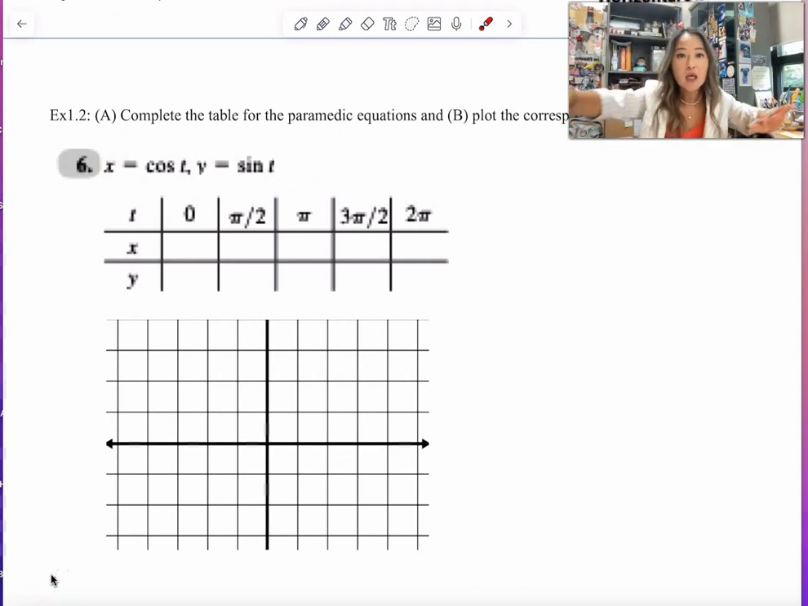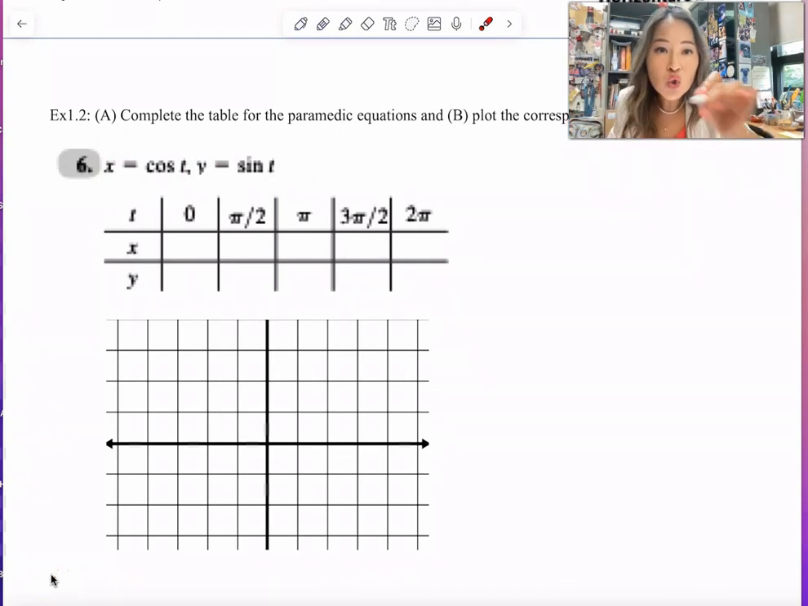Guess who's back? Back again. You and me, back more for parametric equations. I hope you're sold that parametric equations are way more cool. It's almost like 2 plus 1, you know?